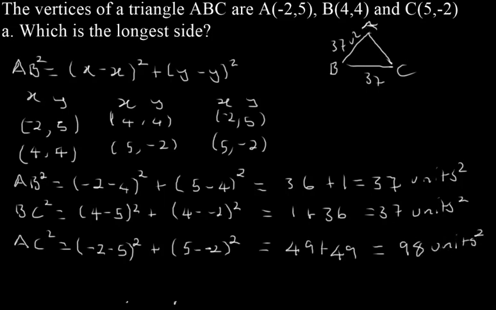So which among the three sides is the longest? Clearly the longest side is AC, which has 98 units squared. So the longest side is AC. And I really hope that's what you got, because this was a straightforward question. And we can look at the last example on this subtopic.